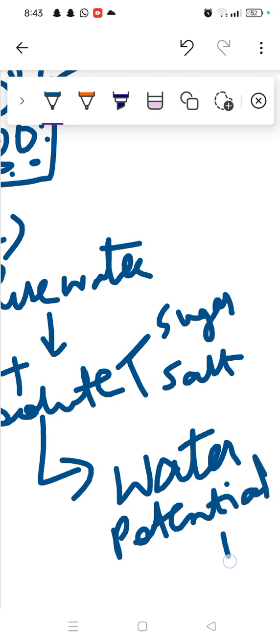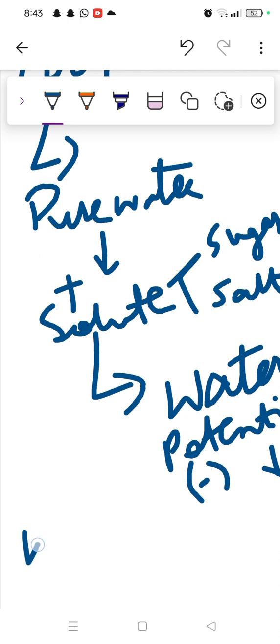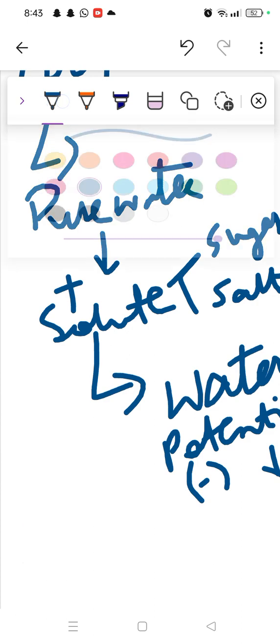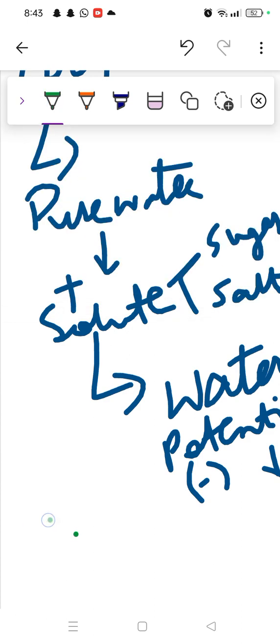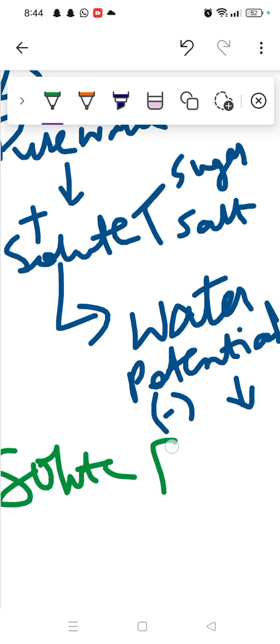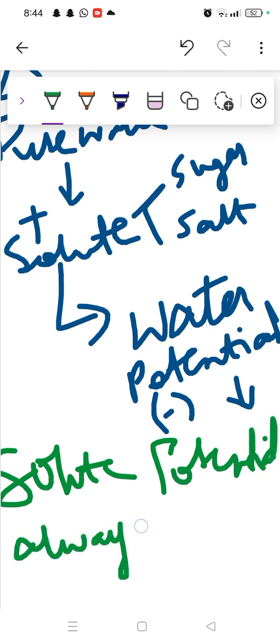When it decreases, this means it has become negative. So solute potential is always negative. Whenever you see solute potential, if you've added solute, it would be termed as solute potential, always negative. So I'm sure it's clear to you.